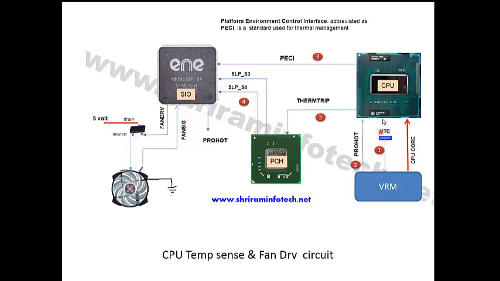So the NTC receives the temperature, informs the VRM circuit, and the VRM trips the circuit. If the temperature is normal, then the VRM works. If the temperature is not normal, then the VRM trips. It's like that.